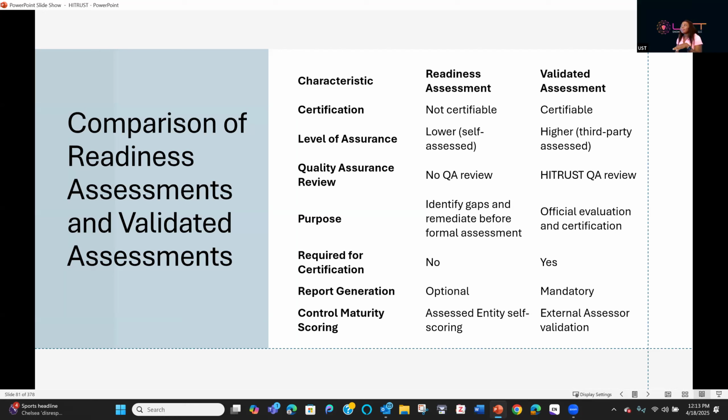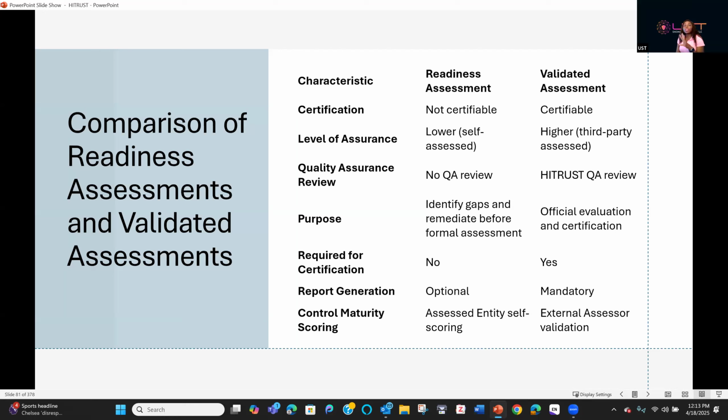Okay. So one characteristic: we have readiness assessment and validated assessment. Classification, certification. Readiness, no, we do not need any certification. For validated, yes, we do. Level of assurance, readiness is just lower because it's more of a self-assessment within the company, while validated is definitely higher because you'll be involving an external or third-party assessor. What of the quality assurance review? No, we do not need any QA review because again, this is just self-assessment within the organization. But for validated assessment, absolutely we need a HITRUST QA review.